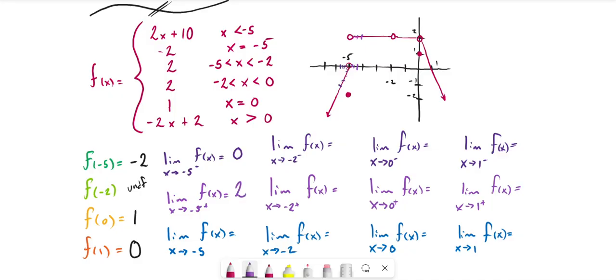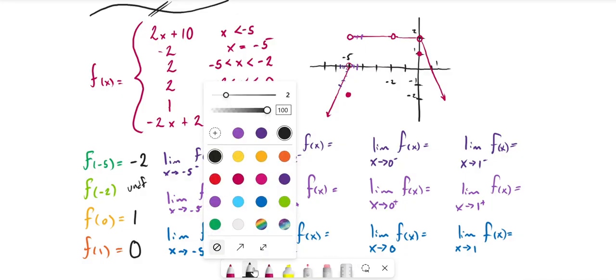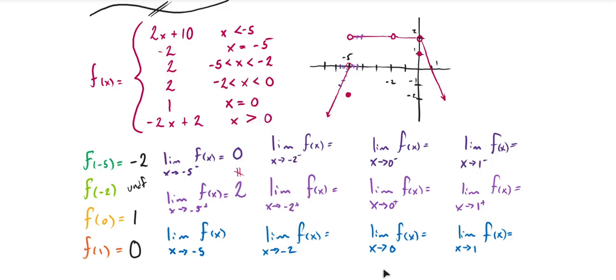Now, notice that these are not equal to each other. 0 is not equal to 2. When the left and right limit don't match, we would say the two-sided limit does not exist. And so I'm going to erase this equal sign here, and I'm going to write does not exist for my two-sided limit. Remember, the two-sided limits don't have a plus or a minus in the exponent here. They just say x approaches -5. And so for this, I would write DNE, does not exist.